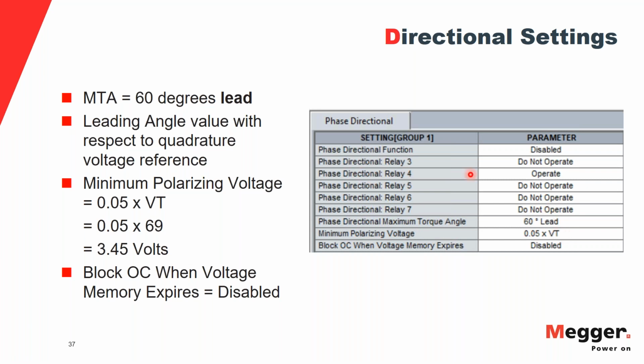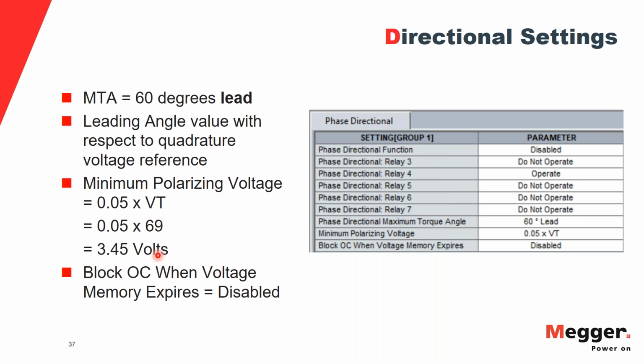It also has some relays that it tells whether to operate or not. So relay 4 is in operation at the moment. This is the phase directional settings in this relay. In this relay, the nominal secondary voltage was 69. So 0.05 times 69 would mean 3.45 volts. So I have to inject at least 3.45 volts to polarize my relay.